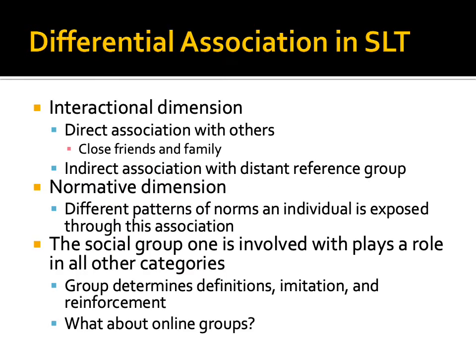So, the first variable in social learning theory is differential association. This changed from Sutherland to Akers. Differential association theory is a different idea and different concept, even though this variable called differential association is present in social learning theory. Whereas in differential association theory, the basic idea was if you have a bunch of definitions favorable toward law violation, you're going to commit crime. In social learning theory, differential association is an interactional dimension that measures your association with others, like your friends and your family, and your indirect association with distant reference groups.